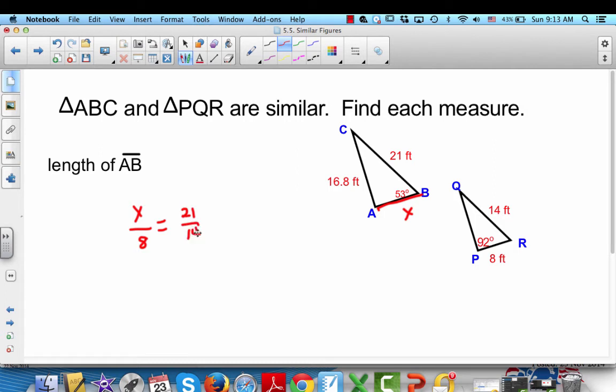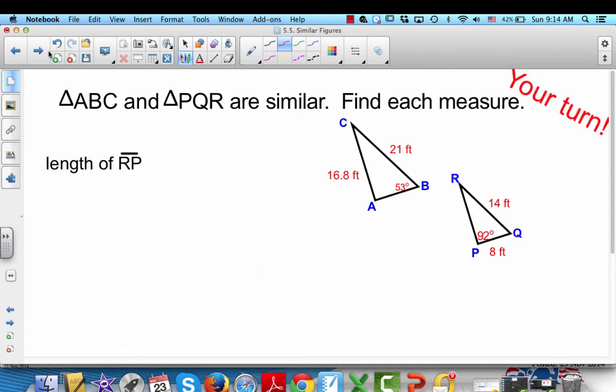Now, a question before we move on. Why didn't I choose the 16.8? Well, the 16.8 corresponds to this side, and I'm not given a measure right here. So since I'm not given a measure, I can't use the 16.8. Now let's go back to our problem. 8 times 21, 168. X times 14, 14x. Divide both sides by 14. And we get 12 is equal to x.